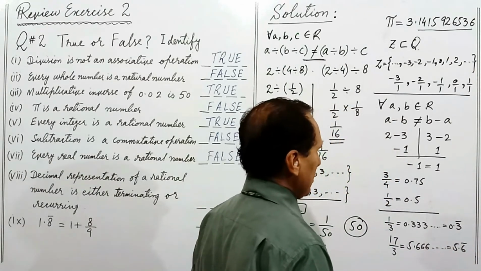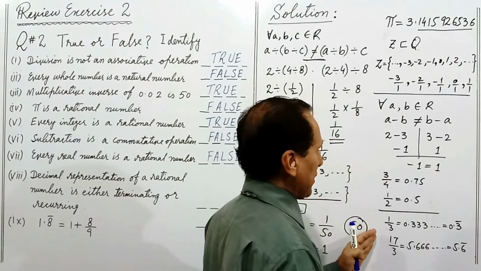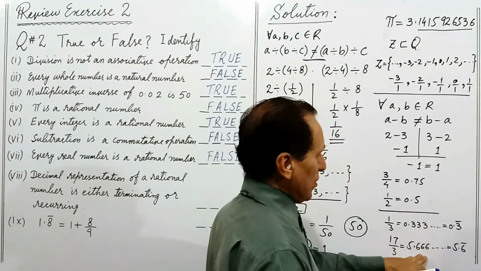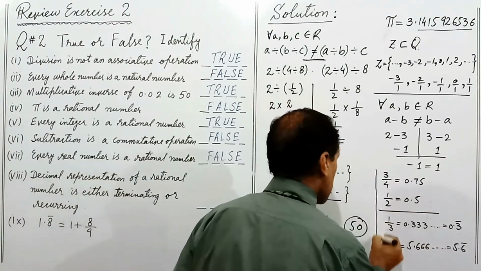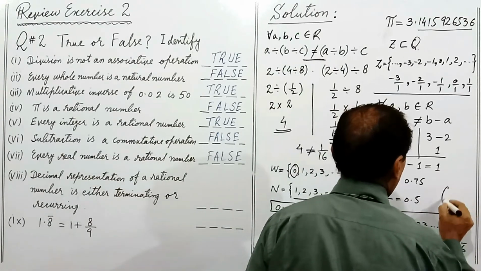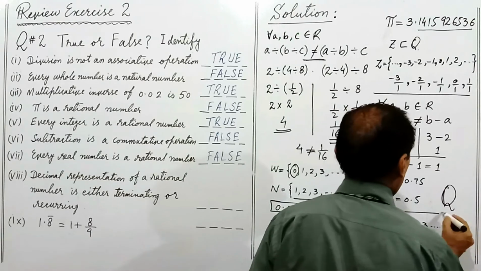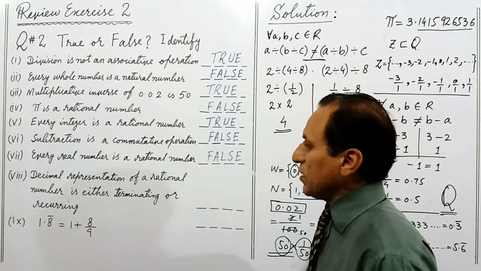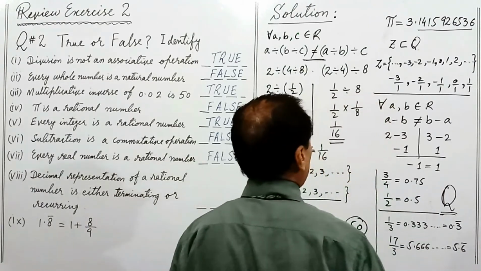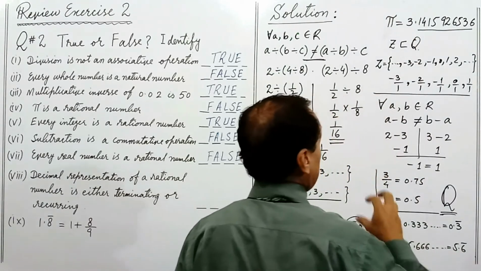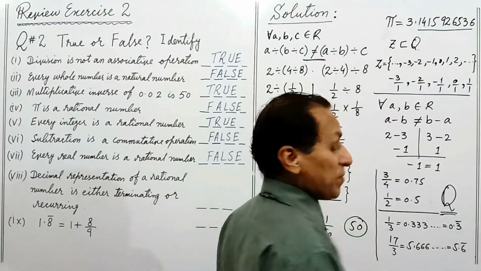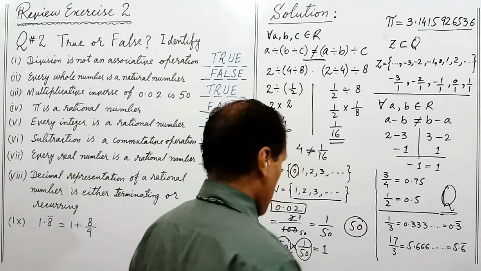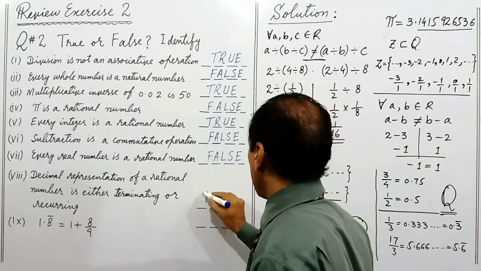So what we know is that these two categories of numbers, in which the decimal fraction is terminating or recurring, are simply known as rational numbers, denoted by Q. It means the decimal representation of a rational number is either terminating or recurring, because we know that pi is an irrational number and that is non-terminating, non-recurring. It means non-terminating and non-recurring decimal fractions are irrational numbers. So hence the statement is true.